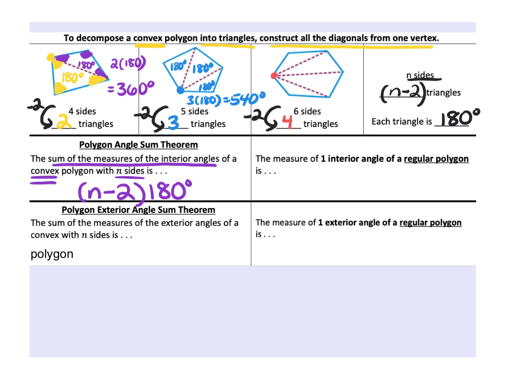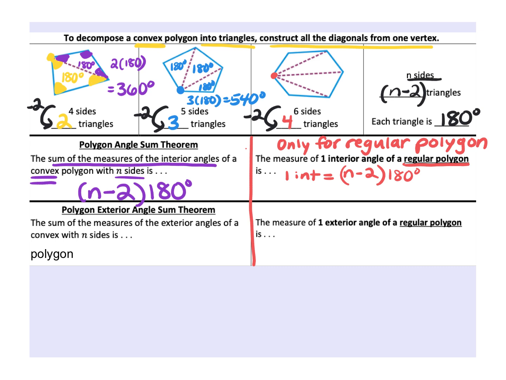If we want to look at just one interior angle, it has to be a regular polygon, otherwise we can't calculate it. So this side over here is only for regular polygons. If it's not a regular polygon, you cannot apply this formula. But in a regular polygon, all the angles are the same. So if I know that my total is n minus 2 times 180, we can take that total, n minus 2 times 180 degrees, and we can divide it by n, which is the number of sides or the number of angles.